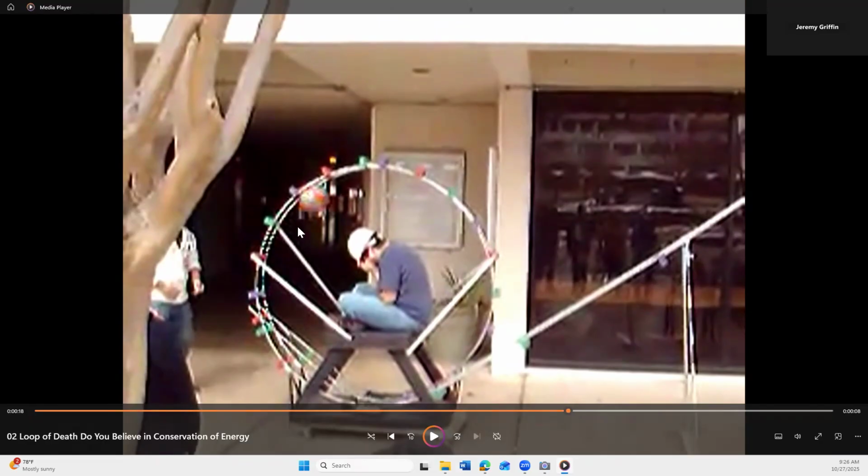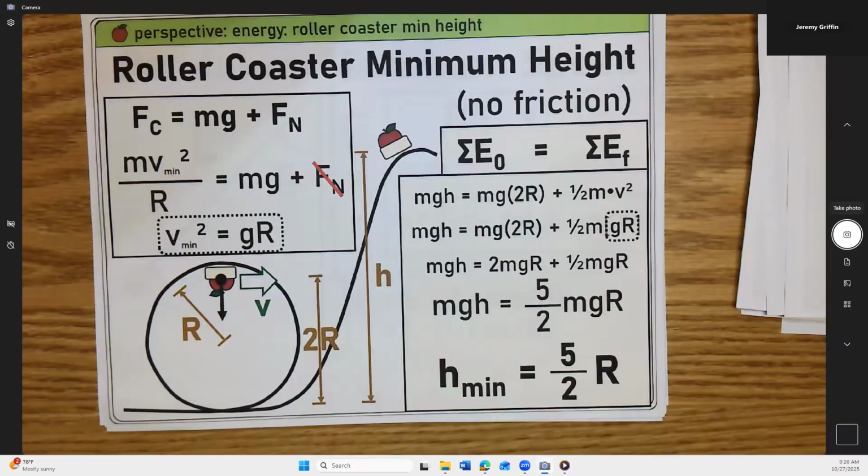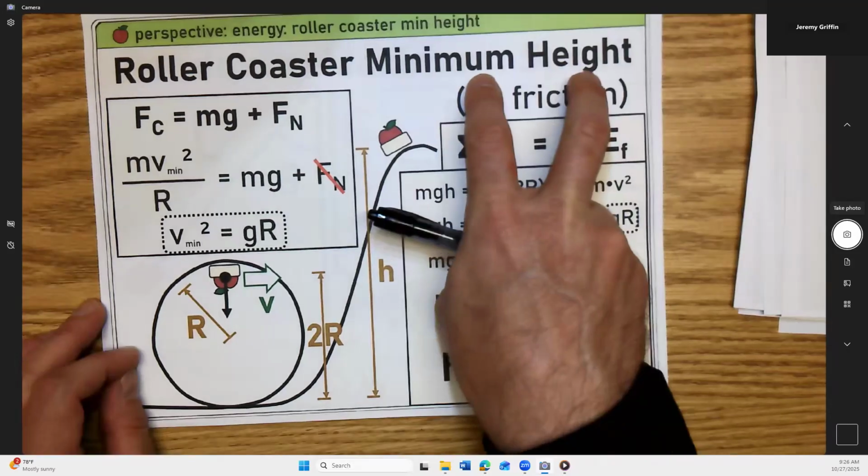Well, somewhere right here, right? So pretty much top of that loop. It does have to have some minimum speed to get around. That had something to do with the original height of the hill. You guys get that premise? So maybe that's the question: what is the necessary minimum height of the hill?